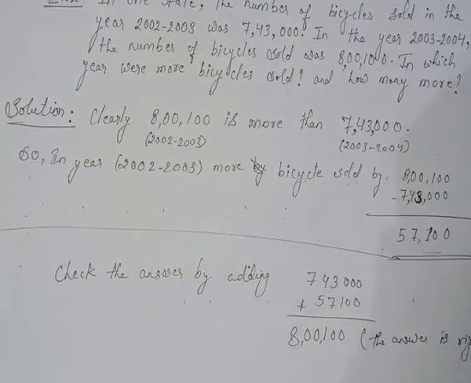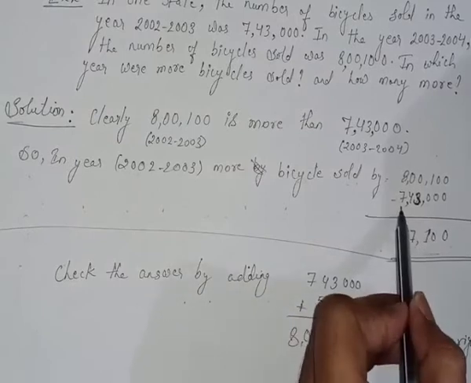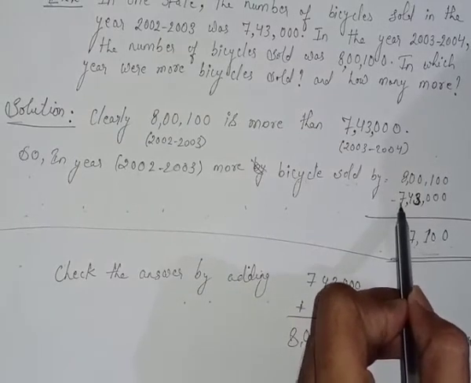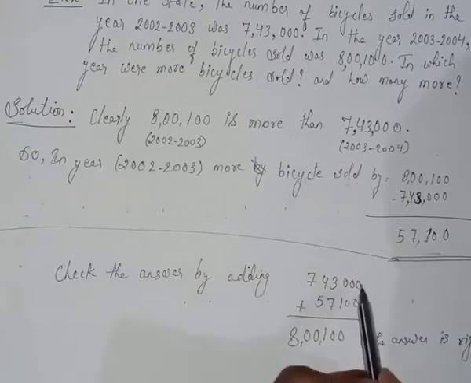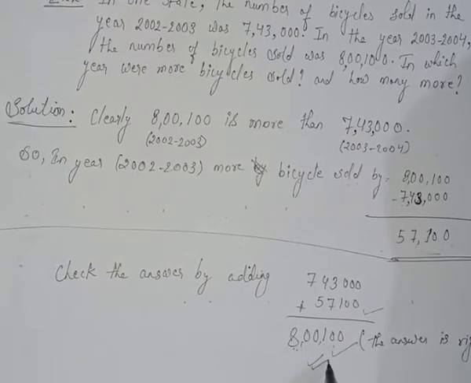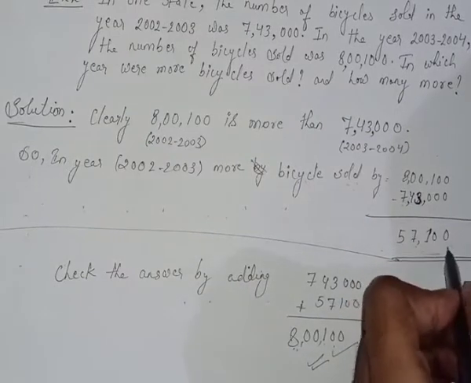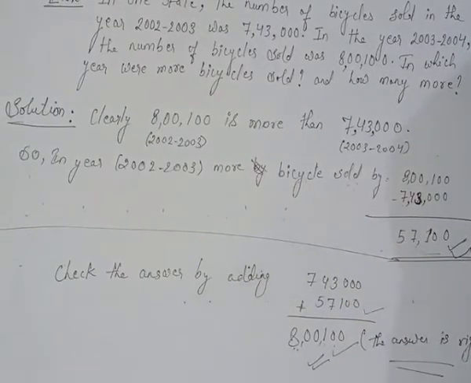Now if you want to check the answer, what can you do? You can add the answer to the subtrahend, which is the value we subtracted, 7,43,000. If we add 7,43,000 to the result, 557,100, we get back the original value, 8,100,000, the bicycles sold in 2003 to 2004. It means the answer is right. So the answer is 557,100.